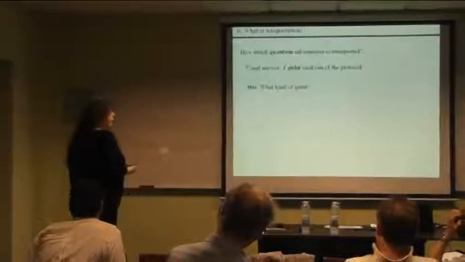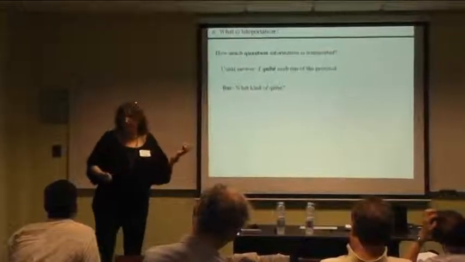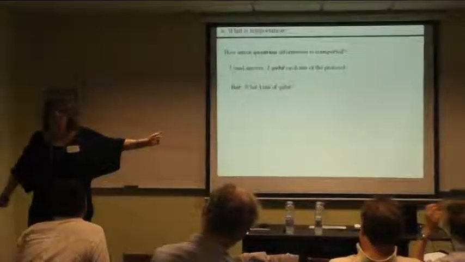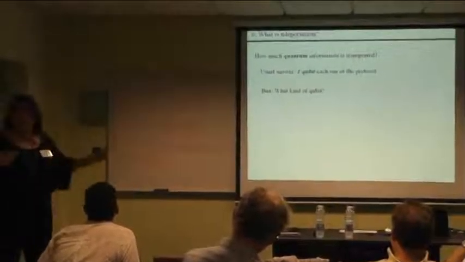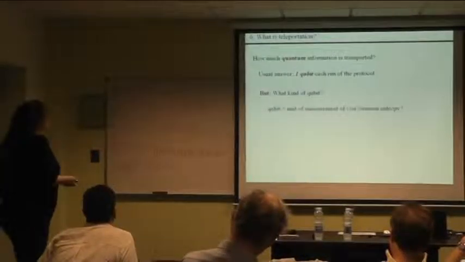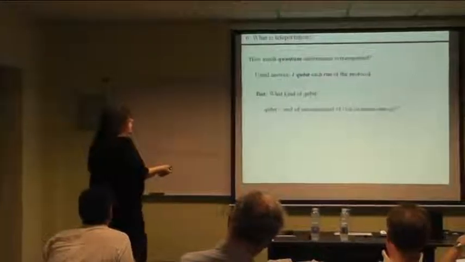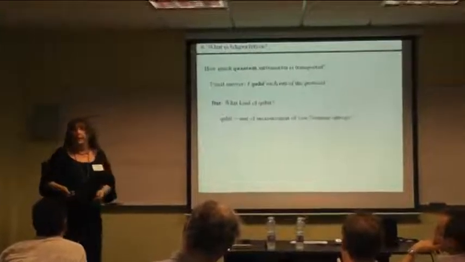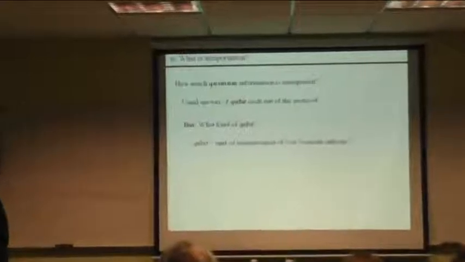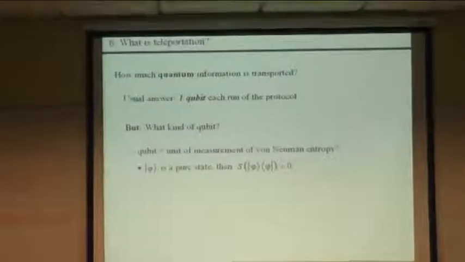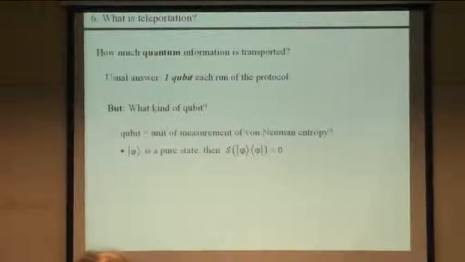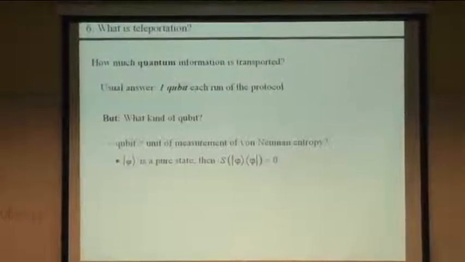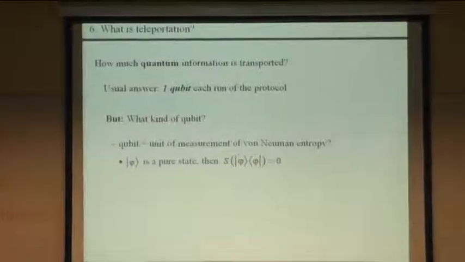But what kind of qubit? What is the meaning of qubit? So now we go back to the two senses of qubit we saw before. Like a unit of measurement of von Neumann entropy, if this were the meaning, we'd say, well, but if this is a pure state, its von Neumann entropy is zero, so we are not sending one qubit.